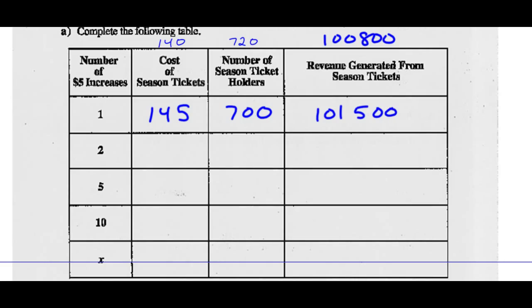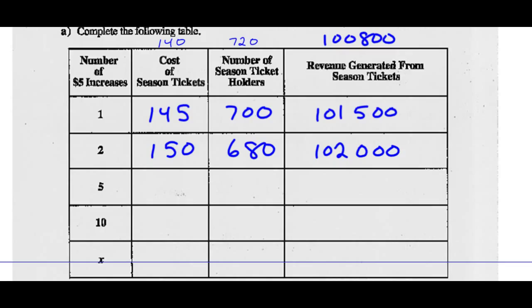If we have two ticket increases of $5, we get to a season ticket price of $150. We lose another 20 people, down to 680. So the revenue would be 150 times 680, which is 102,000.